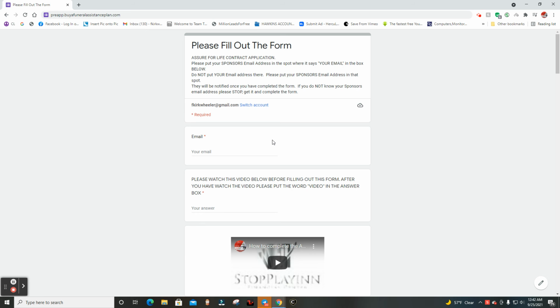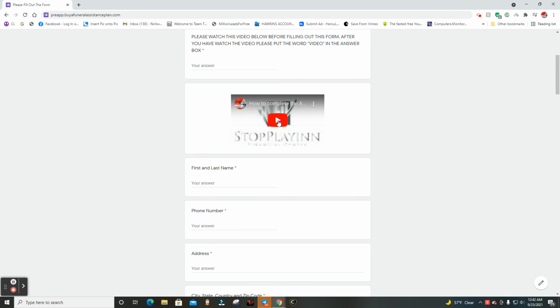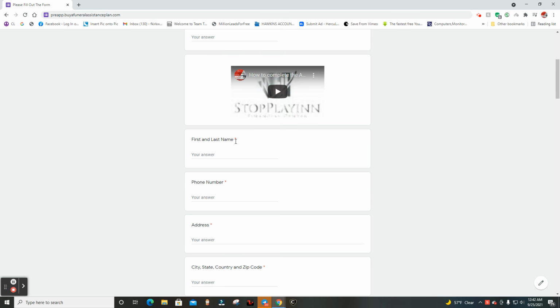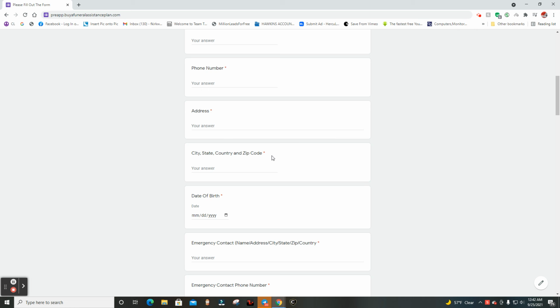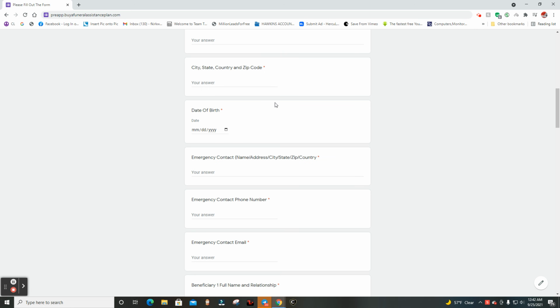Now, this form is the pre-application. I even created a video right here to stress to them how important it is to fill this form out completely. Everything that has a red asterisk is mandatory, of course. It's required. So their first and last name, phone number, address, city, state, zip. This is all the information you need to do the application. That way, once you get them on the phone and ready to put them in the computer and in the system, you don't have to worry about them saying, "Oh, I got to go get Mary Lou's birthday," or "I don't know the address." They're going to already have all this out.